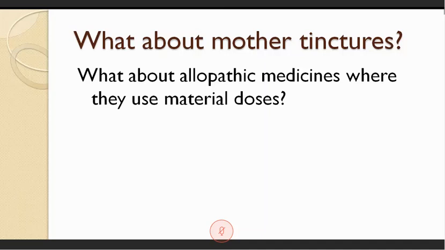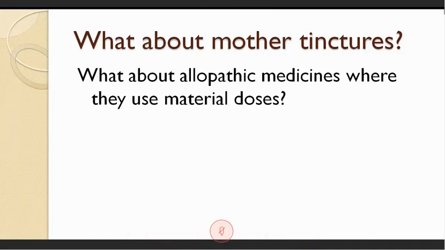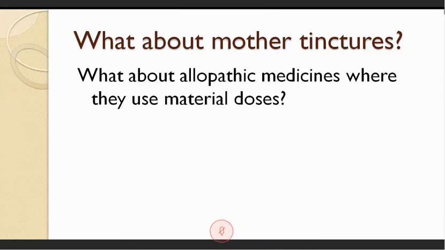So what about mother tinctures then? What happens when you prescribe mother tinctures to the patient? And what about allopathic medications where they use material doses? They don't have potency. Can anybody answer? Can I move on? What happens in mother tinctures? In allopathic medicines, where they give material doses, what happens? Are they stimulating the immune power, or are the medicinal doses acting? Then why can't we prescribe in the mother tincture form? Why are we using potencies?